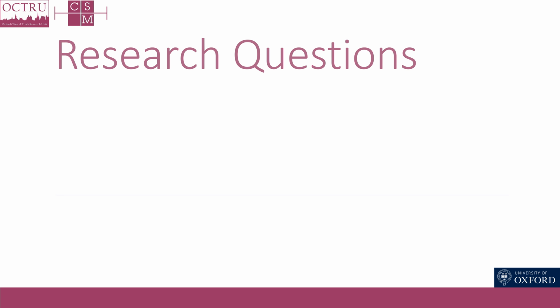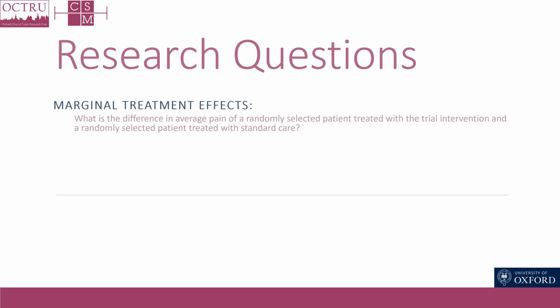Complex data structures can provide a more comprehensive understanding, but they also introduce greater complexity in our modeling. We can ask different questions. In clinical trials, we're typically interested in the marginal treatment effects. But what do we mean by that? What is the difference in the average pain, as we've seen in our previous example, of a randomly selected patient treated with a trial intervention and a randomly selected patient treated with standard of care?